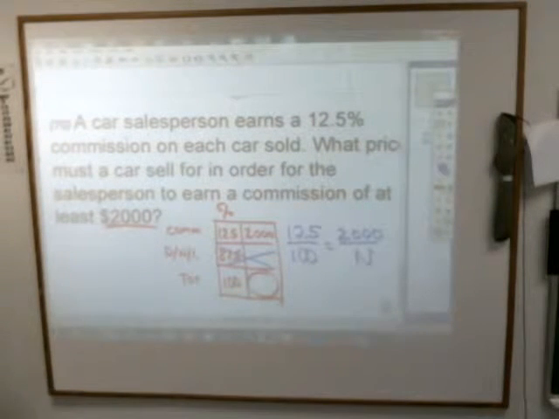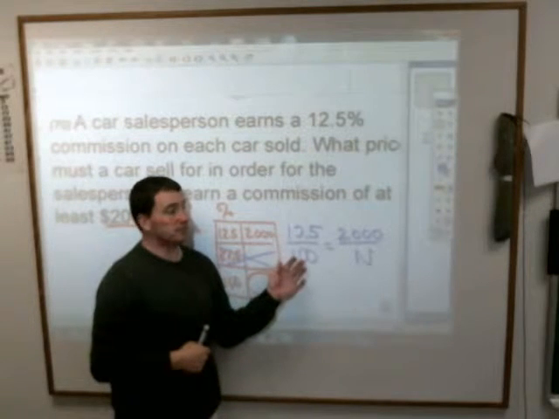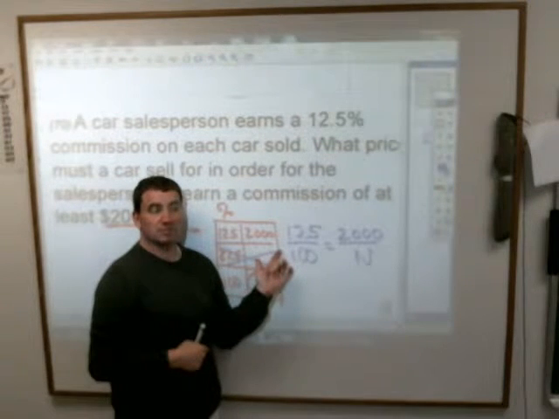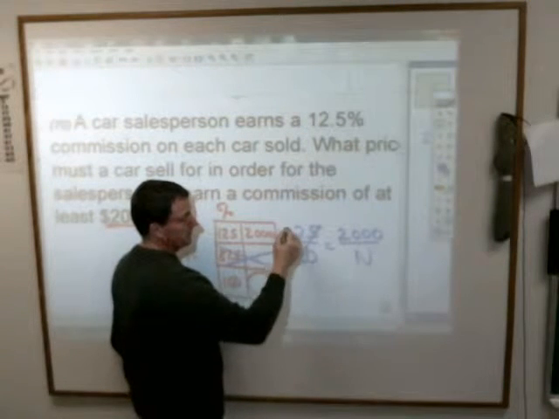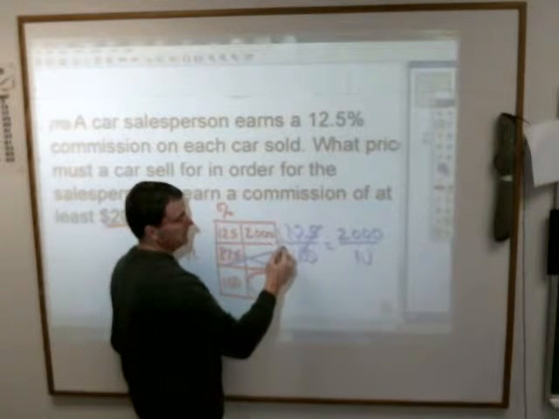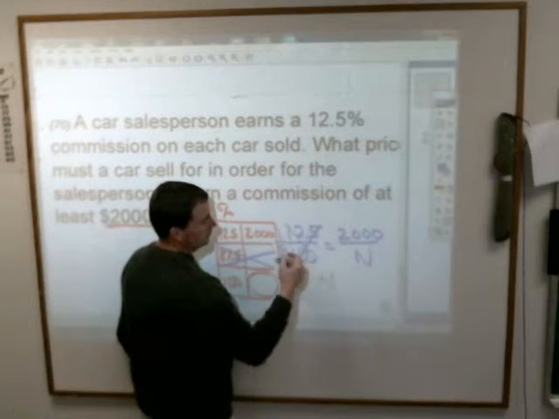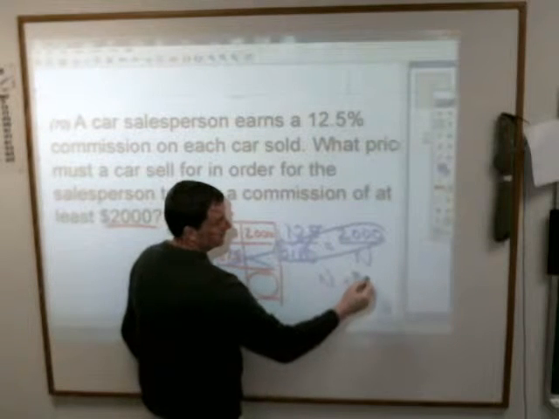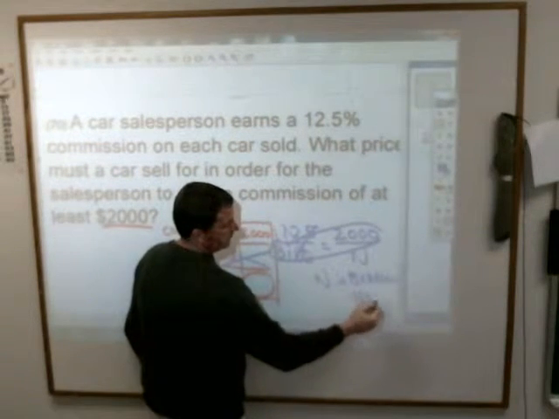Now, believe it or not, hopefully you can recognize this. 12.5 over 100 is the same as what fraction? It's 1/8. 0.125 is the same as the fraction 1/8. So you really could cross this whole thing off and switch it with the fraction 1/8. In the end, all you're going to do is multiply 1 times n and 8 times 2,000, which is going to give you 16,000.